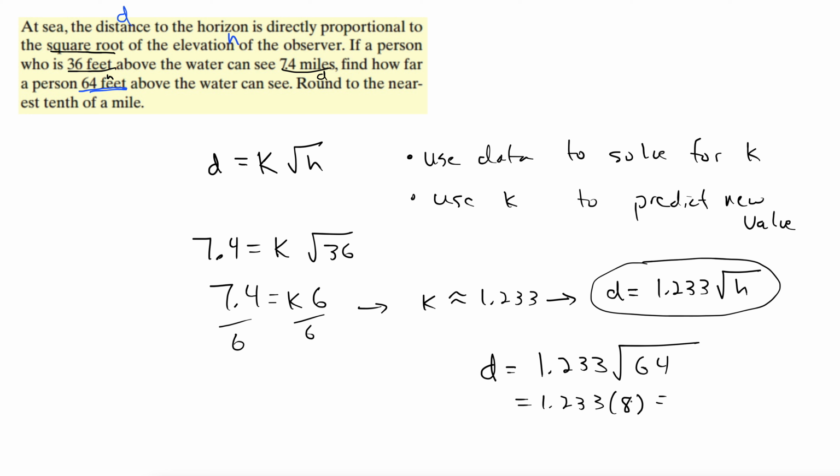Okay, and then we plug that into a calculator. We get 9.8666, but it says round to the nearest tenth of a mile. So 9.866 rounds up to 9.9 miles. There we go.